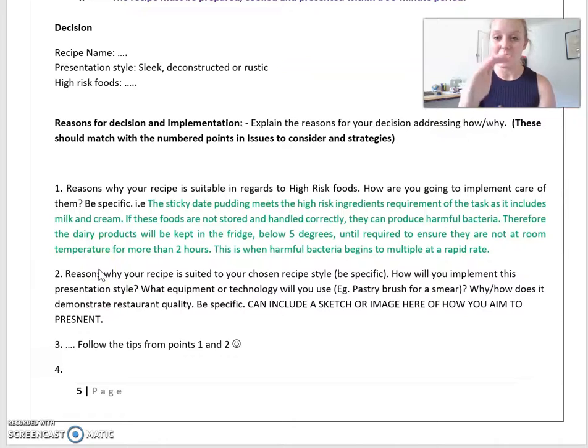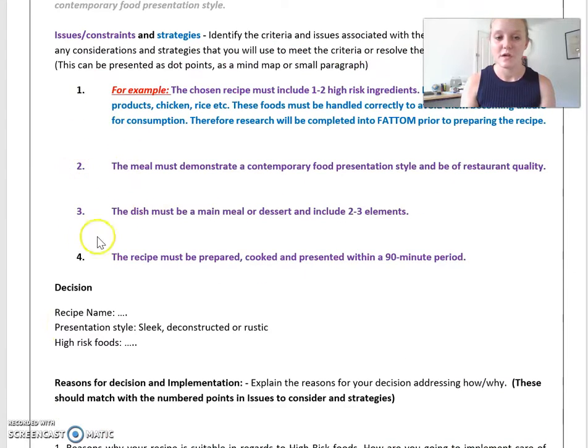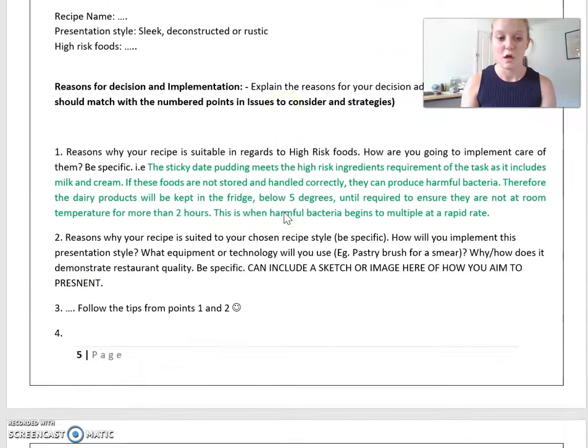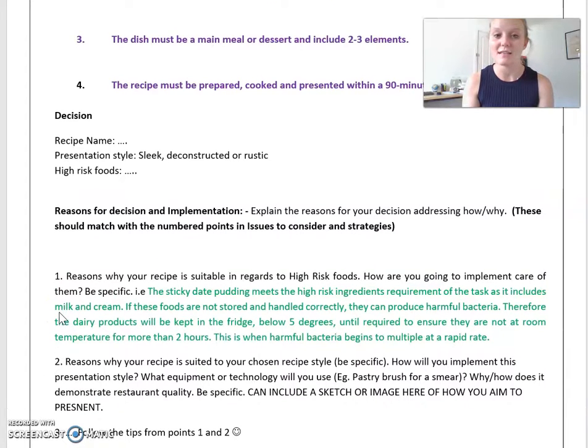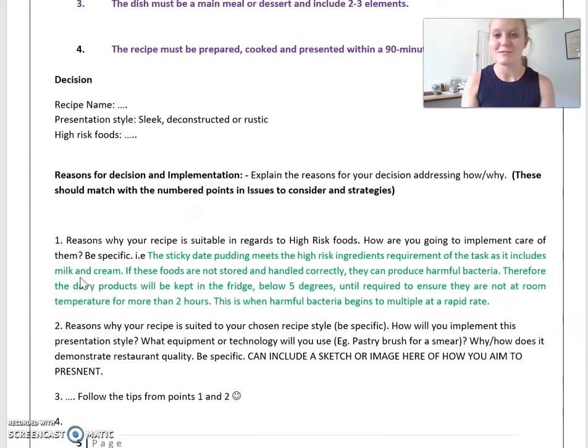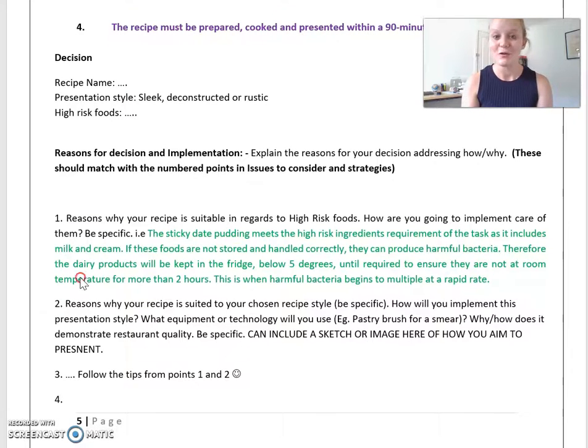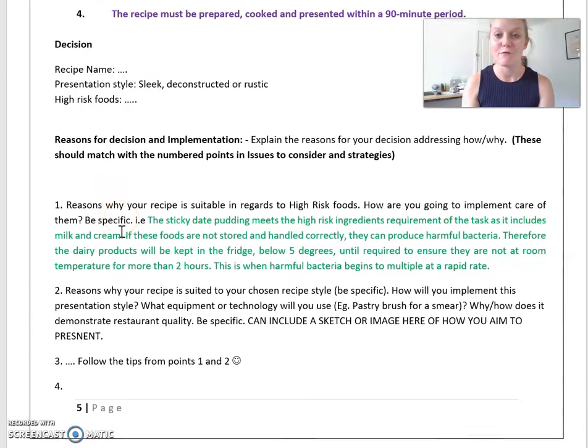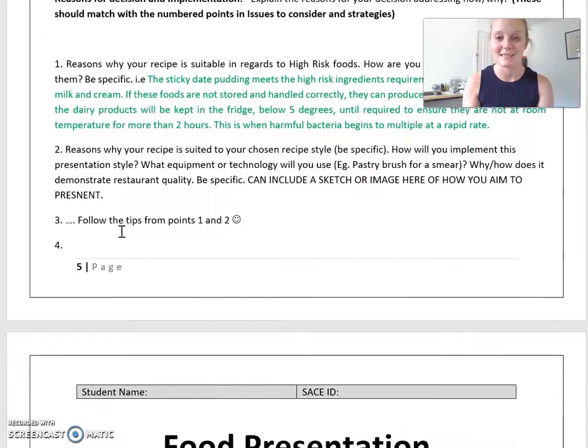I hope that makes sense, but really try and relate these numbers here to these numbers up here. So the dish must be a main meal or a dessert. Well, that's very easy. Sticky date pudding, for this example, is 100% a dessert. Okay, so you can discuss it like that. And that justifies that you're meeting the considerations of the task with the recipe that you've chosen. It explicitly tells someone, if they don't know, why the recipe you have made meets the requirements of the task. Okay, and 400 words is all you get, so clear and concise.